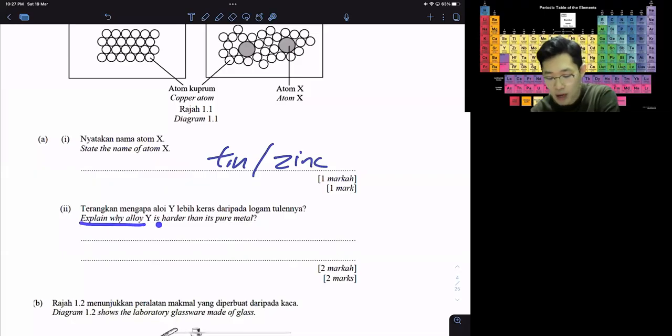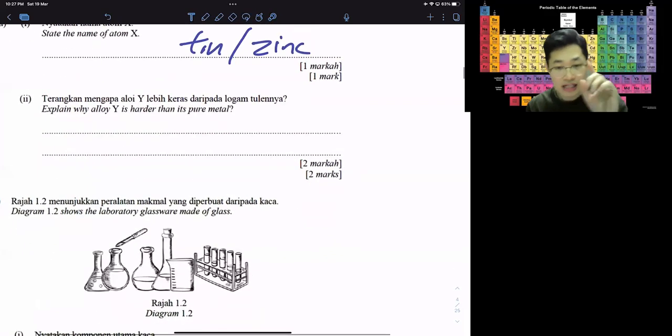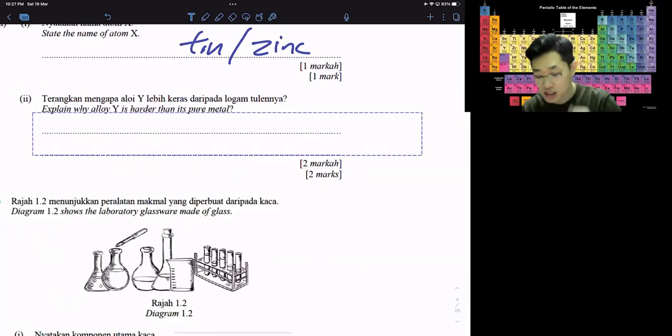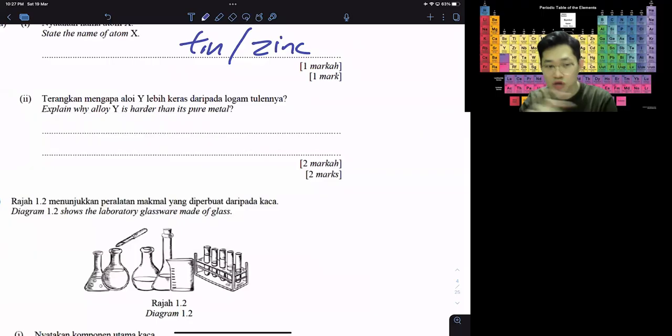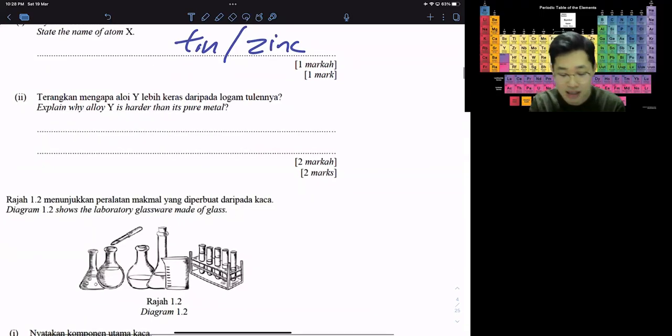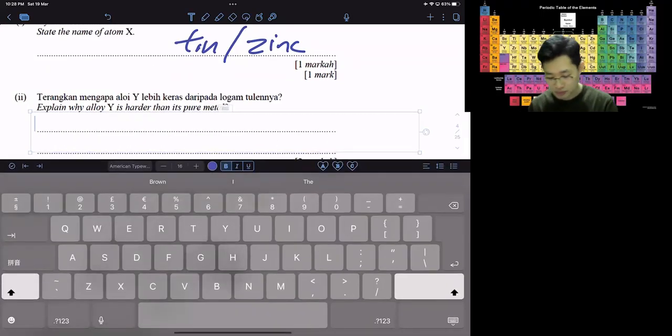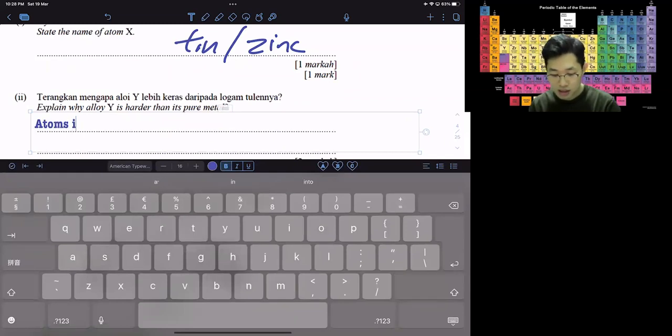Explain why alloy Y is harder than its pure metal. This explanation I write one more time, then later I will just give all the similar questions. So first, usually this kind of question is 3 marks. So you don't care whether it's 2 marks or 3 marks, you always write the same answer, which is: atoms in alloy Y are different in size.